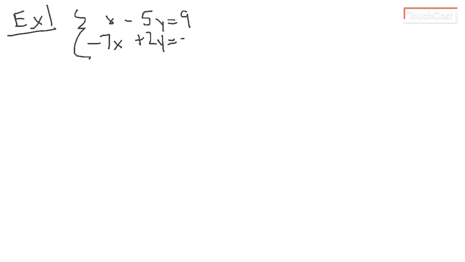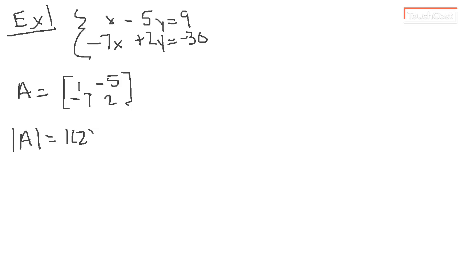So in example 1, we're given the system x minus 5y equals 9 and negative 7x plus 2y equals negative 30. So we're going to first write our coefficient matrix, A, as 1, -5, -7, 2. And then we're going to also, while we're at it, find the determinant of A. So remember, we go 1 times 2 minus -7 times -5. So 1 times 2 is 2, minus -7 times -5 is 35. 2 minus 35 is -33.